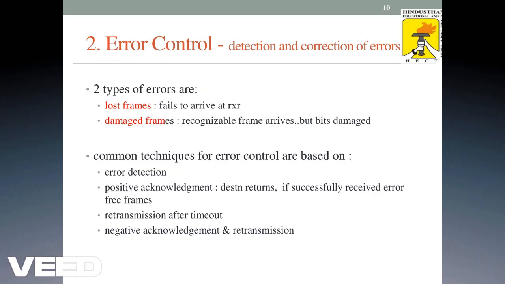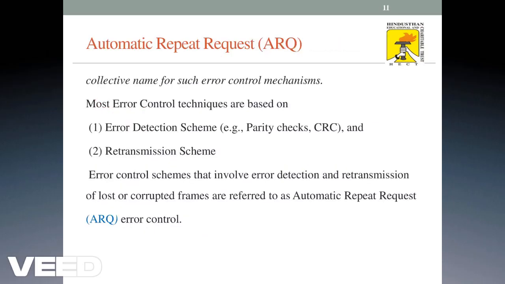First is error detection, then positive acknowledgement and retransmission, and then negative acknowledgement and retransmission. Mainly we use the ARQ protocols, the collective name for such error control mechanisms. Most error control mechanisms involve error detection, a retransmission scheme, and error control. We are using ARQ.